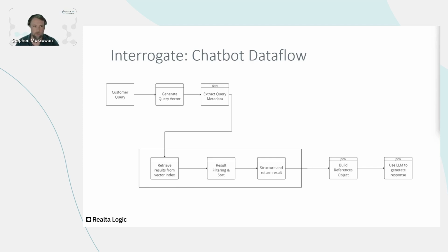So here I'll just show some examples built on top of that knowledge graph we've just been talking about. We've got a customer query. We use that to generate a query vector. So from the particular question I have, let's go and find the semantically closest links to it.